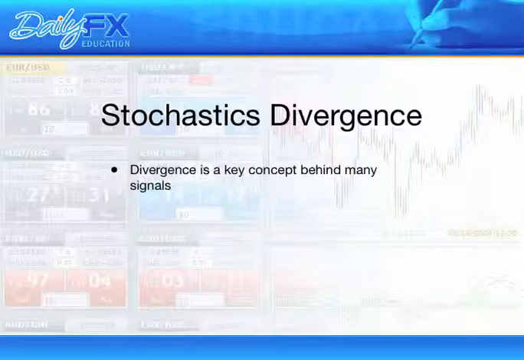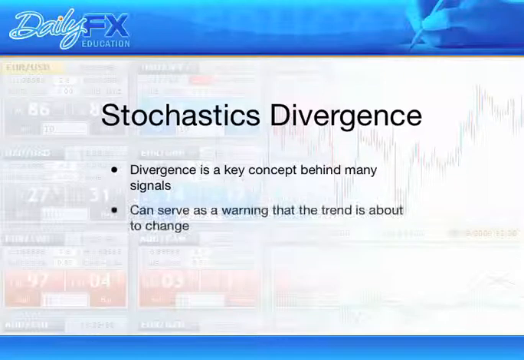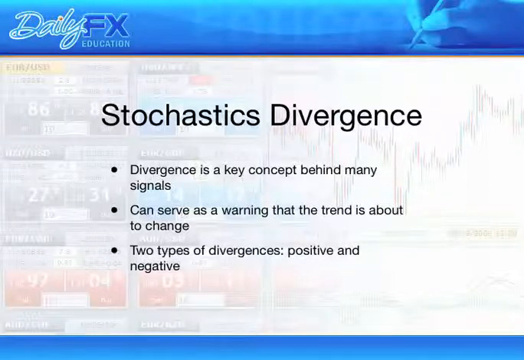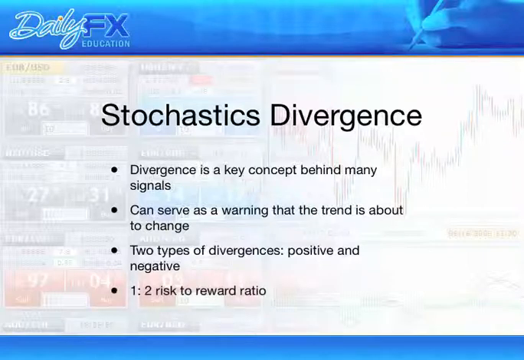Divergence is a key concept behind many signals for oscillators like stochastics. Divergence can serve as a warning that the trend is about to change or set up a buy or sell signal. There are two types of divergence, positive and negative, which we reviewed in the first video. What makes divergence in stochastics a powerful signal is the use of good money management techniques, such as a 1-to-2 risk-to-reward ratio. Money management is so essential to trading that we created a separate set of videos dedicated to money management. Now let me show you how tying stochastics divergence and money management together creates a strong combination.